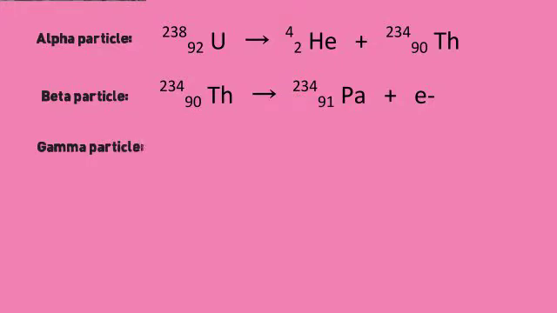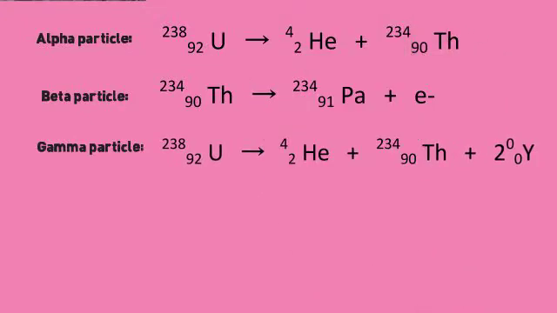A gamma particle has no mass, no charge. And here would be a gamma particle decay. It also gives off an alpha particle, and you could see that gamma looks like a Y, and it's 0, 0. No mass, no charge, no proton. A positron is kind of a strange thing. It is a positively charged electron, and that comes out of the nucleus as well. Please note that the atomic number changes when that leaves.